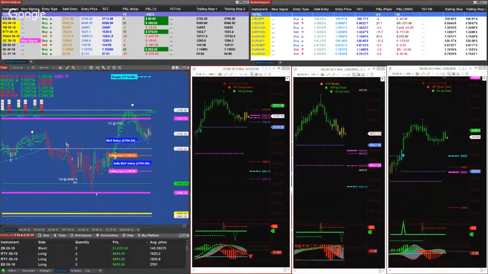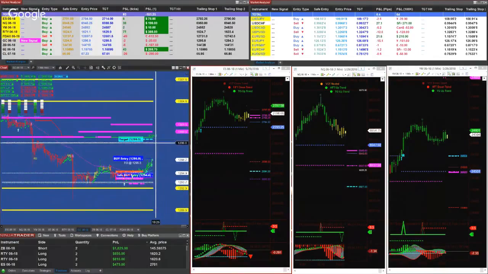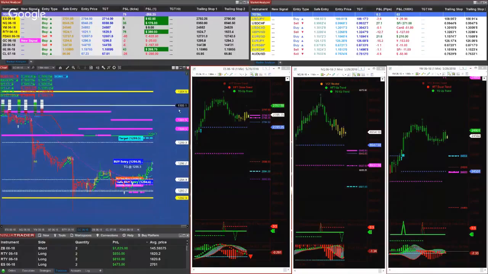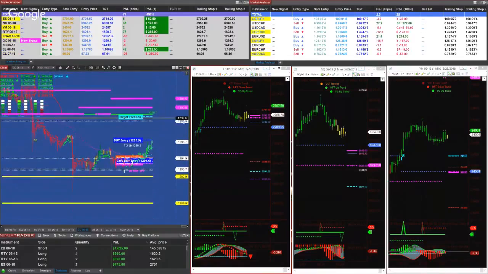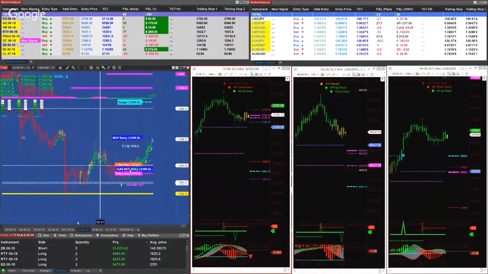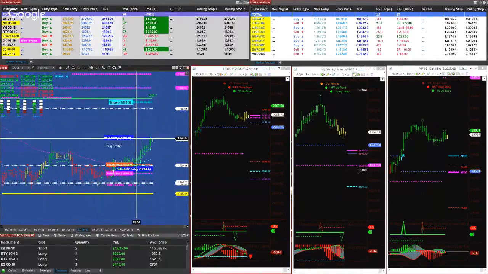We have a new signal on the gold. Let's look at the gold. Okay, it's a free ride on the gold all the way. We have a free signal on the gold. So your gold entry is 96.9.